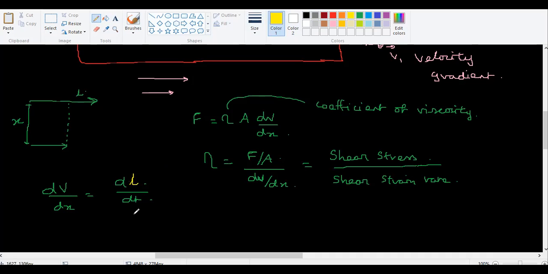So it's dl by dt divided by dx. So what is dl by dx? If you go back to your solids chapter, you will see that the change in this direction divided by this is nothing but your shear strain. That divided by dt. I'm rearranging this to make it easy for you to understand. So dl by dx is nothing but shear strain. Divide by time will give me shear strain rate.